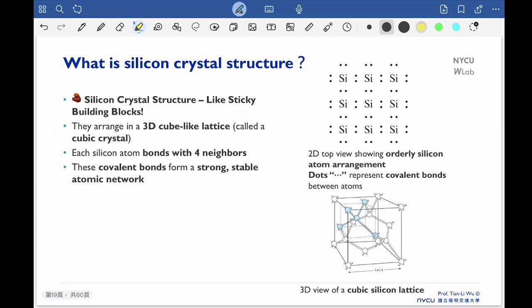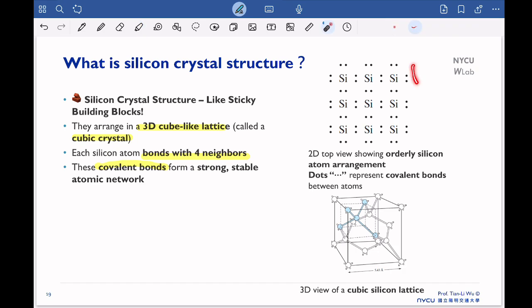So what is a silicon crystal structure? You can imagine it like sticking different building blocks together, and in the end they arrange as a 3D cube-like lattice. That's what we call the cubic crystal, and each silicon atom has 4 neighbors bonding together, which is what we call the covalent bond. A covalent bond is a very strong and stable atomic network.